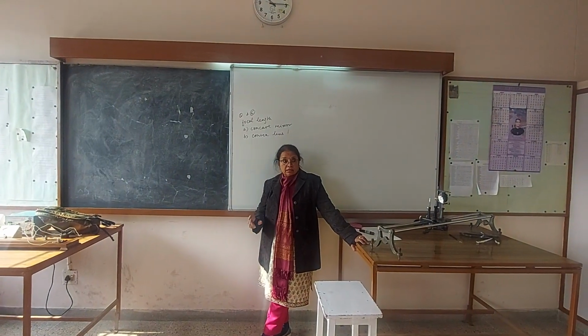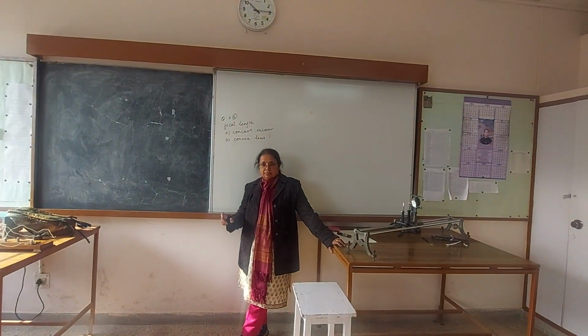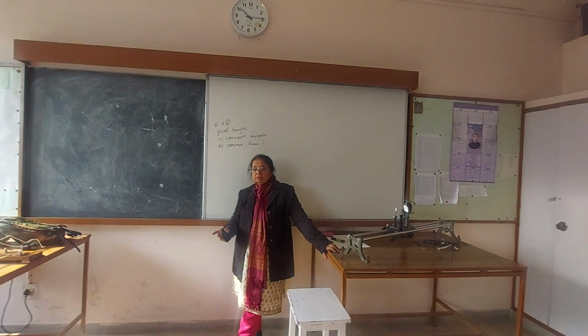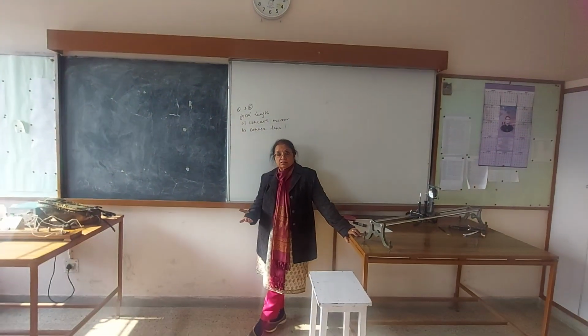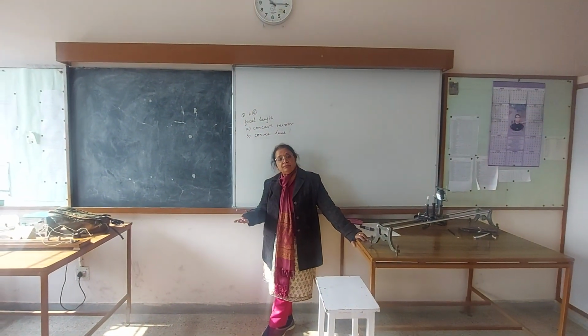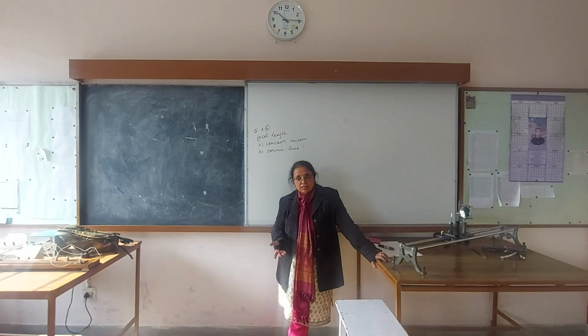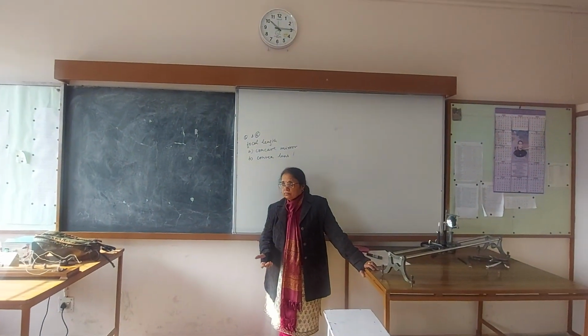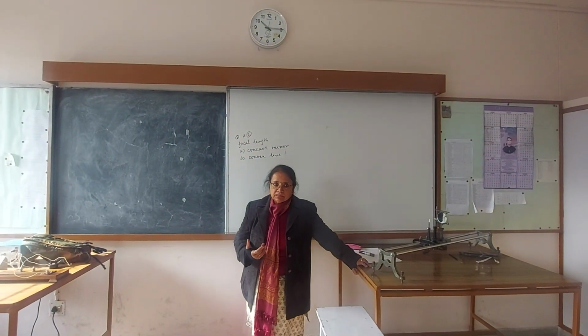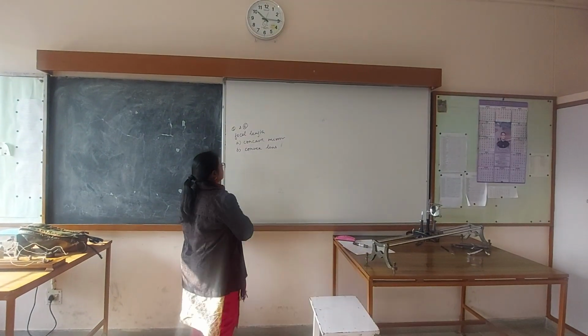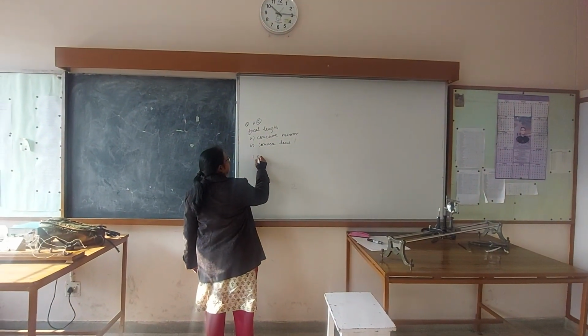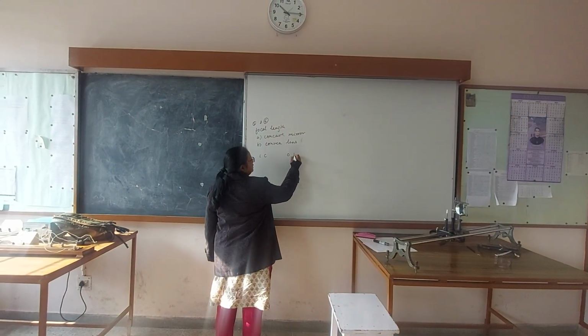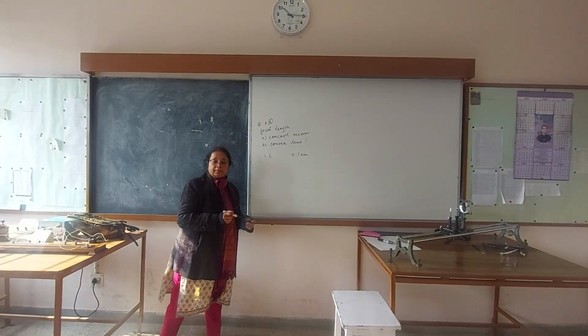The name only says rough focal length. So it means the accuracy is less. Accuracy is always very high when you take a number of readings and plot a graph. That is why such a long method is required. Now, what is the least count of the optical bench? 0.1 centimeter. That's the least count of the optical bench.